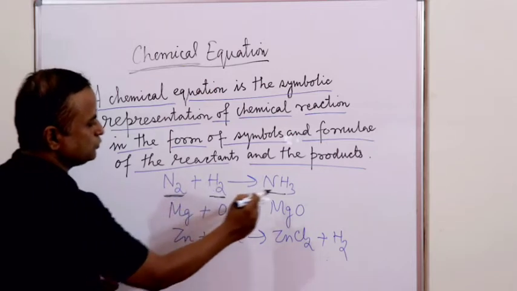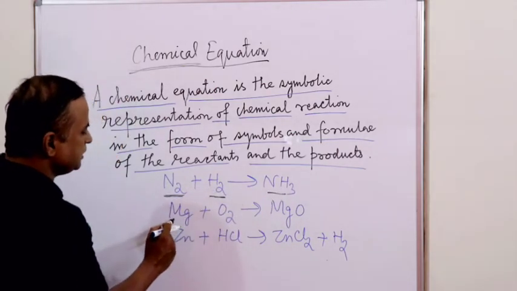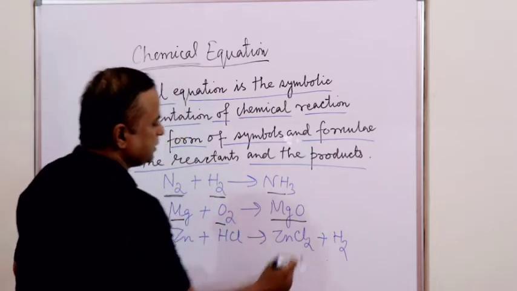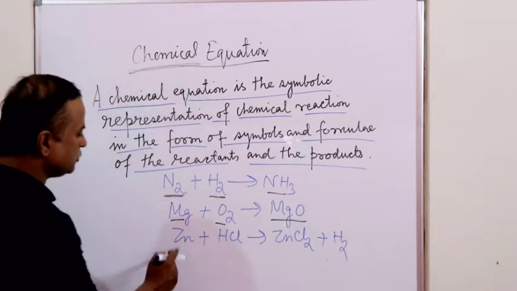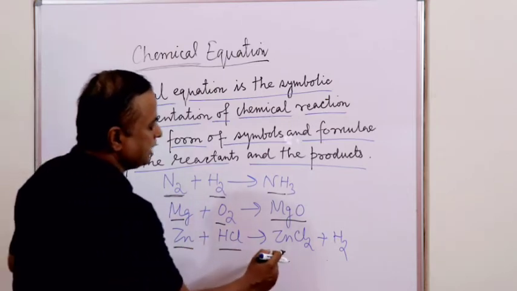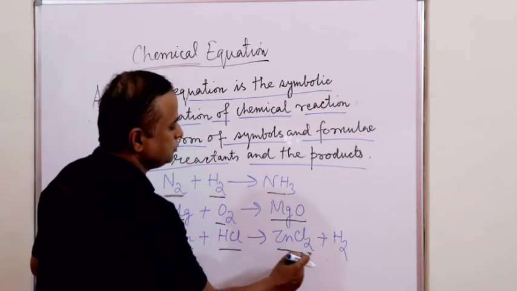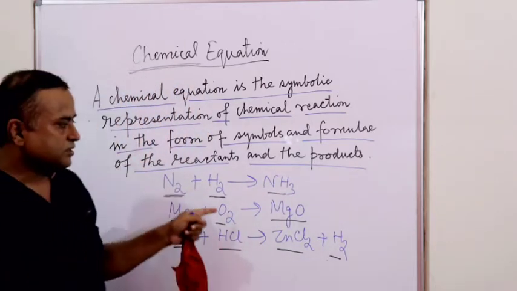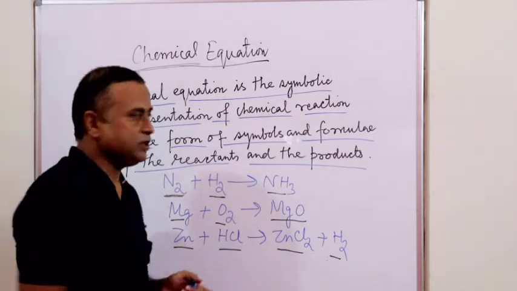for hydrogen H2, for ammonia NH3. Similarly for magnesium Mg, for oxygen O2, and for magnesium oxide we have used the formula MgO. For zinc Zn, for hydrochloric acid this is HCl, and for zinc chloride it is ZnCl2, and for hydrogen H2. So when we represent a chemical reaction in this form, it is known as a chemical equation.